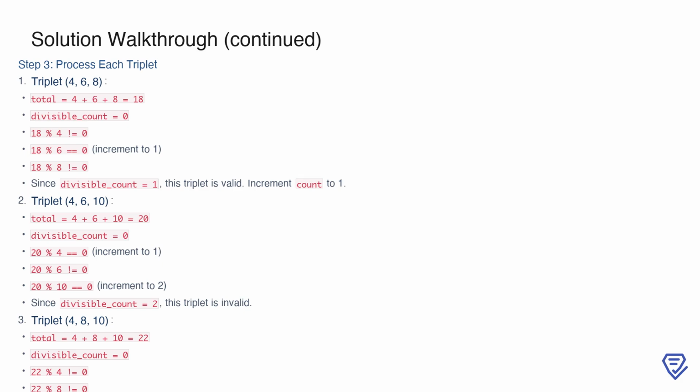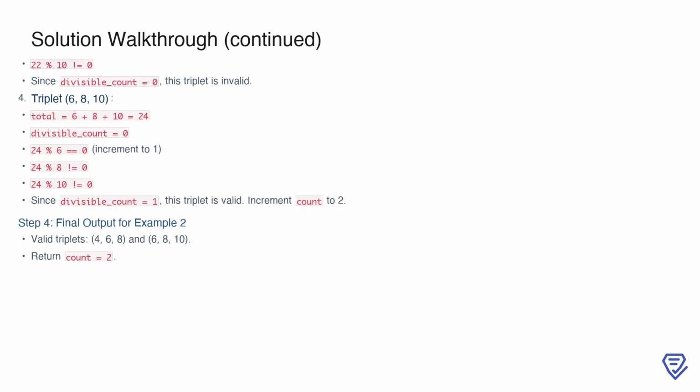Next, for the triplet 4, 6, 10, the total is 4 plus 6 plus 10 equals 20. Starting with divisible_count equals 0, we find that 20%4 equals 0, so we increment it to 1. Then, 20%6 is not 0, and 20%10 equals 0, bringing divisible_count to 2. Since divisible_count is greater than 1, this triplet is invalid. Finally, for the triplet 4, 8, 10, the total is 4 plus 8 plus 10 equals 22. Checking divisibility, none of the elements divide 22 evenly, so divisible_count remains 0, making this triplet invalid as well.